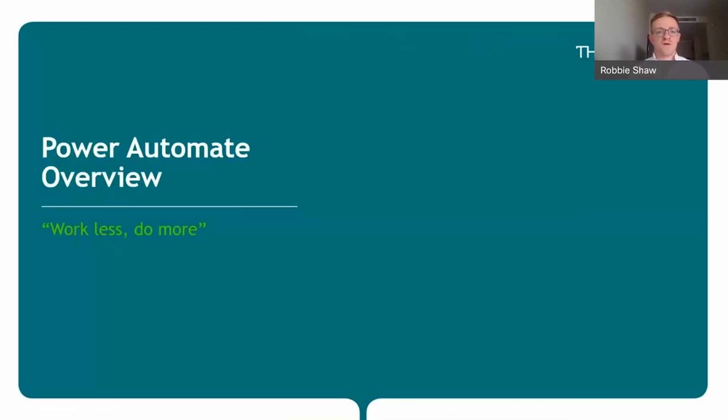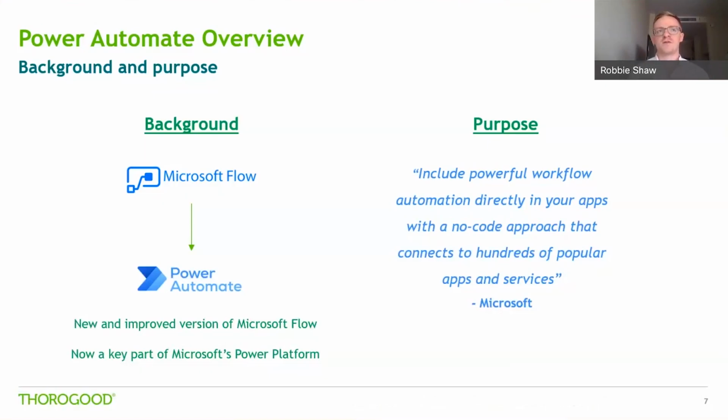So moving away from Thorogood and on to the actual tool itself, in these next slides, I'm just going to give a brief overview of what Power Automate is. First of all, the tagline that Microsoft uses is "work less, do more," which I think is a very short but really good description of what Power Automate is and how it can help you. A bit of background: you may have been familiar with the previous incarnation of the tool, which was Microsoft Flow. Power Automate is basically the new and improved version of that. It's also one of the key pillars of Microsoft's Power Platform.